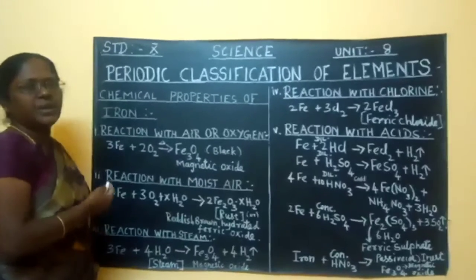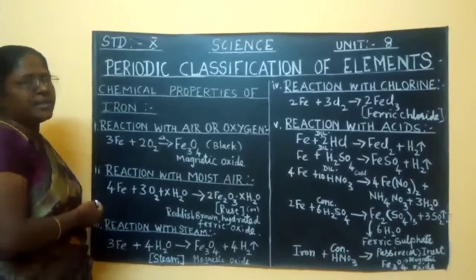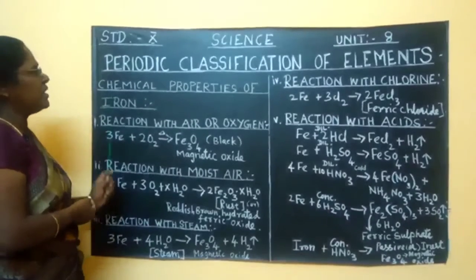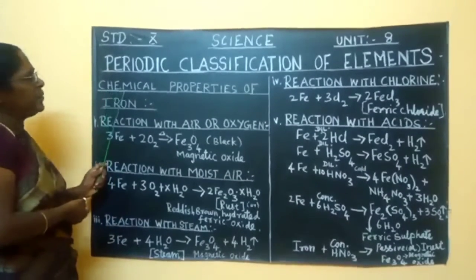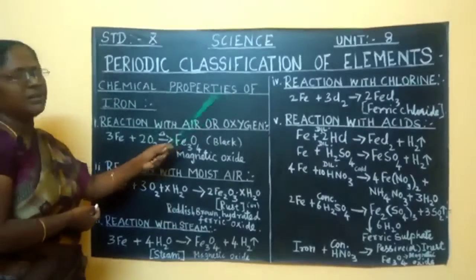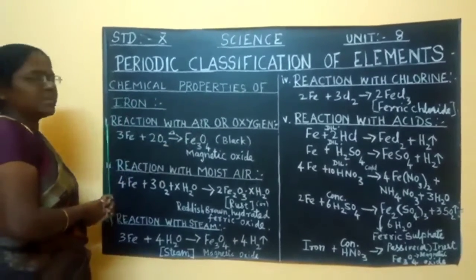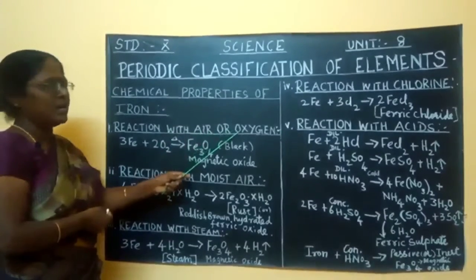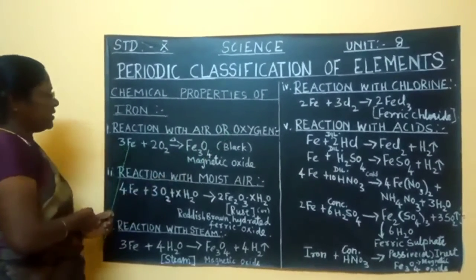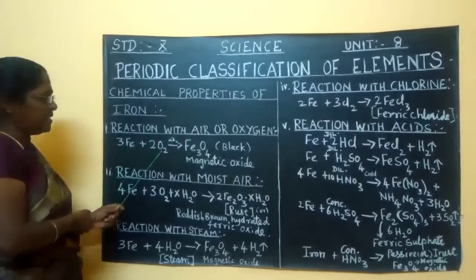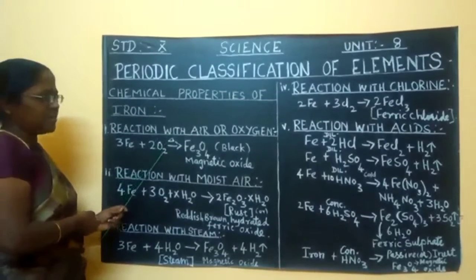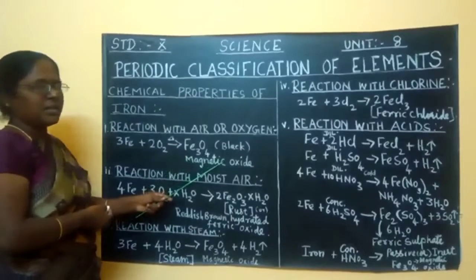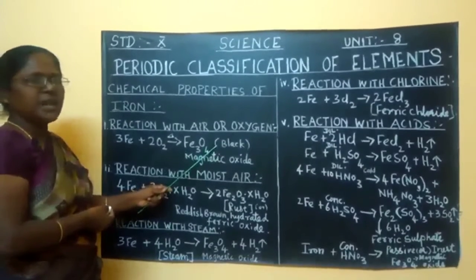Friends, today we are going to see 10th standard science unit 8, periodic classification of elements. In this, first we will see the chemical properties of iron. The first reaction is reaction with air or oxygen. Here iron is heated in the presence of oxygen. It forms magnetic oxide, which is black in color.